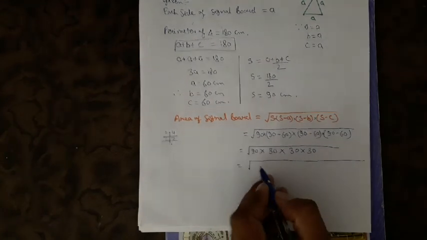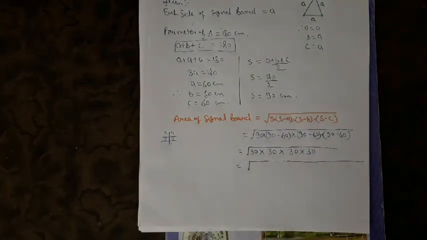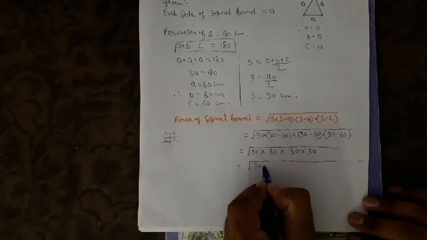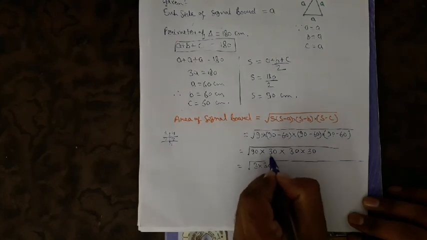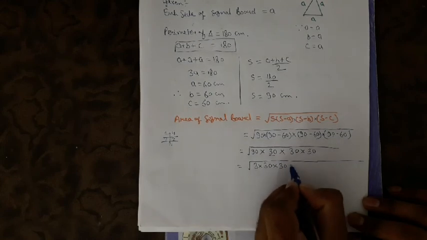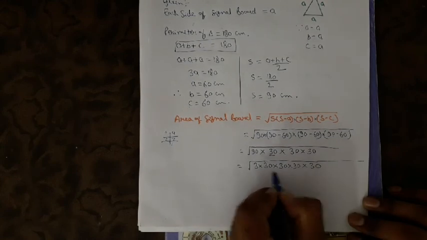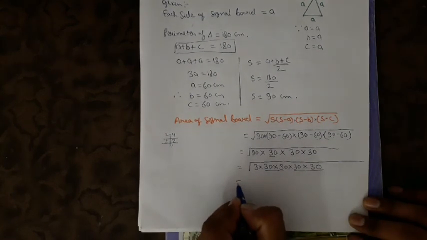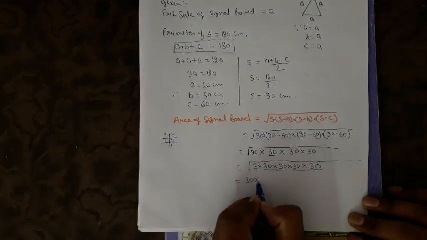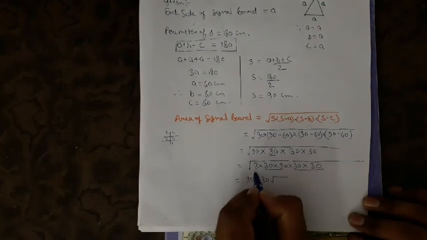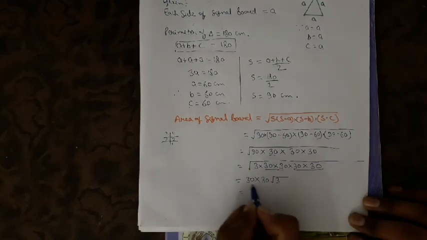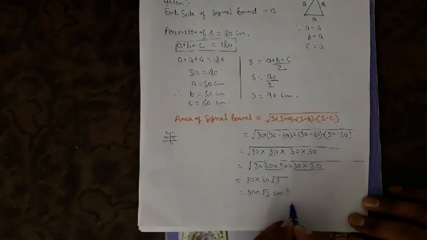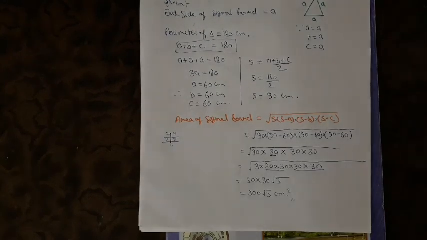So instead of making factors, if you understand, I'm writing 90. It can be split as 3 into 30. Okay, next thing we have 30 and 30. So 30 and 30 make two pairs, so one digit would be taken out. So 30 I am taking out and 30 I am again taking out, and in the root I have only 3. So 30 into 30 becomes 900 root 3 centimeter square. This is the area of the signal board.